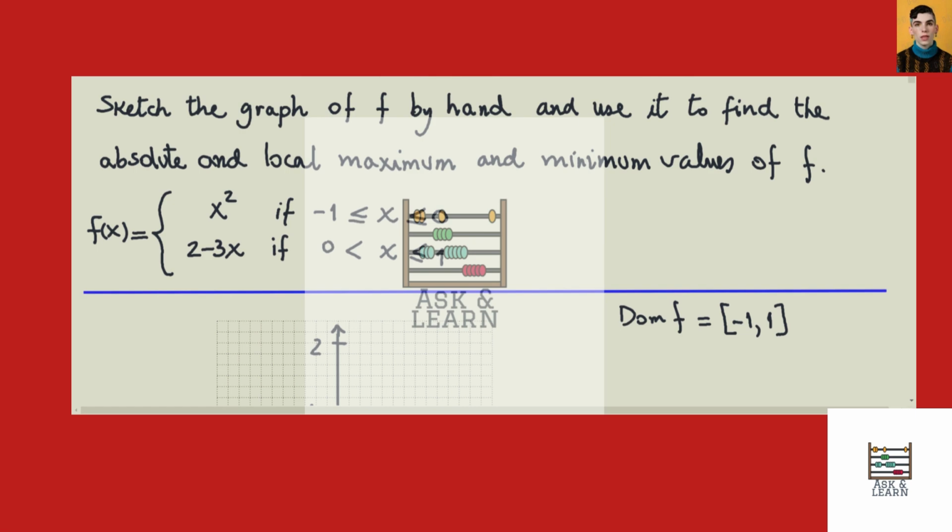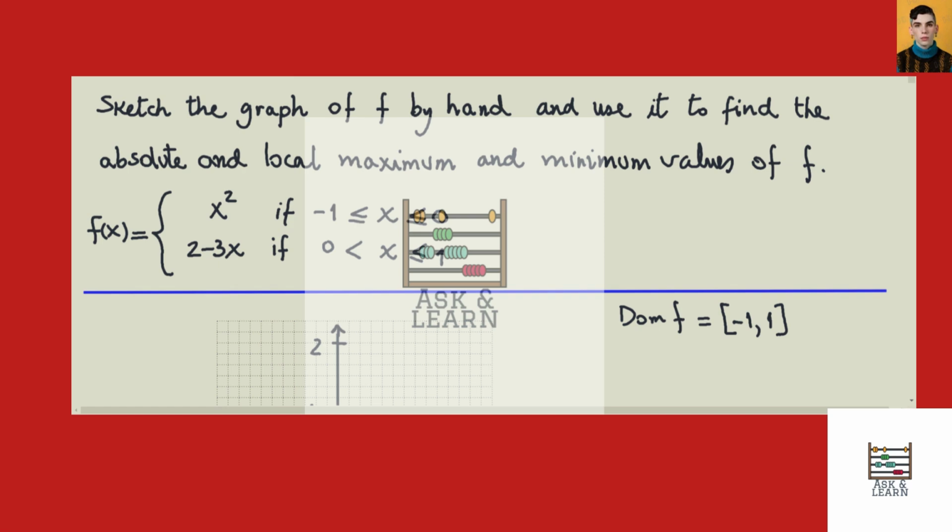We are going to sketch the graph of the function defined by pieces like this: x squared if x is greater than or equal to -1 and less than or equal to 0, and 2 minus 3x if x is greater than 0 and less than or equal to 1.